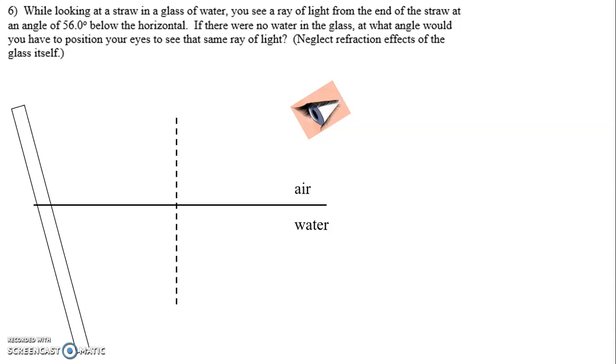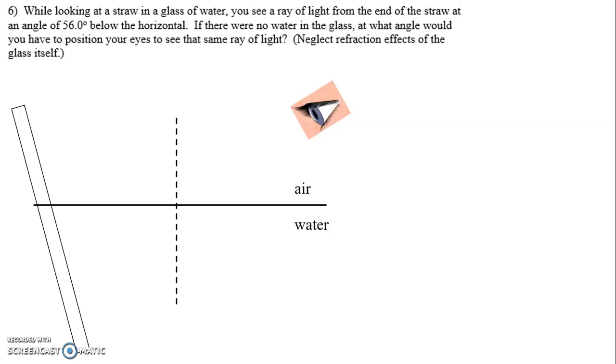Hopefully you realize it's that light is going from the straw to your eye. It's not like we see things by shooting light out of our eye, right? No, that's not what happens. We see things because light comes to us. So we want to draw the light going from the bottom of the straw to our eye, which means it's going from the water into the air.